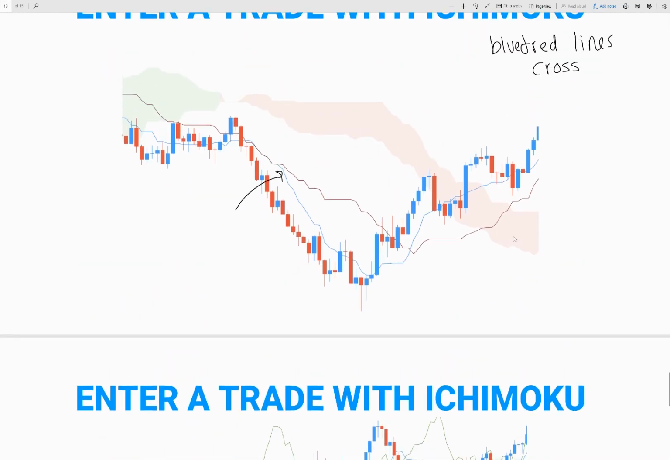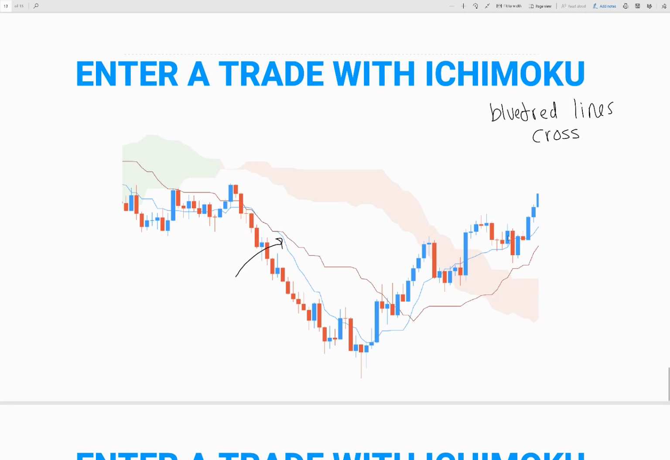And this is where we would enter. So we would enter a sell here, and then you can place your stop loss using either fib retracements or your zones, however you want to do that. This is how I would do it: I would have a zone drawn in around here, and I just place my stop loss above that. Some people would place it above the cloud. Again, it really depends on what your risk reward is and what your goals are. I can't really get into too much detail on that, but that's where you would enter.